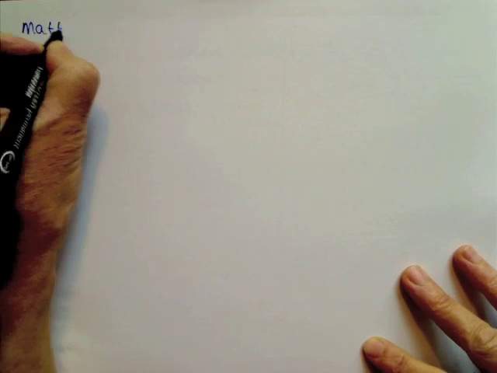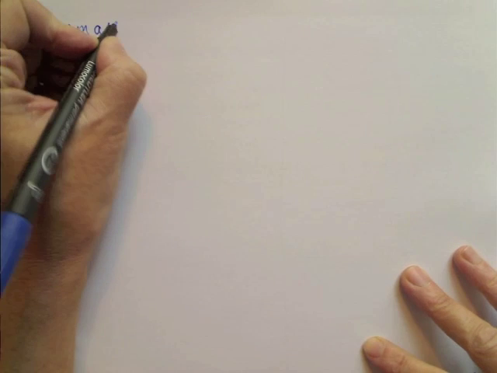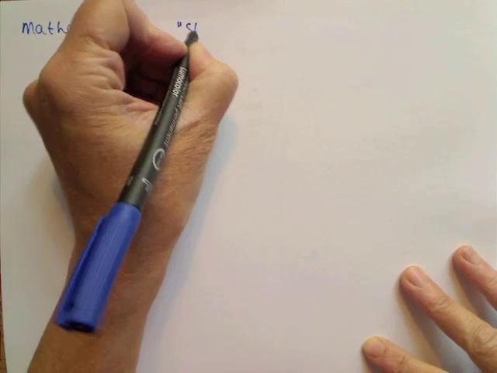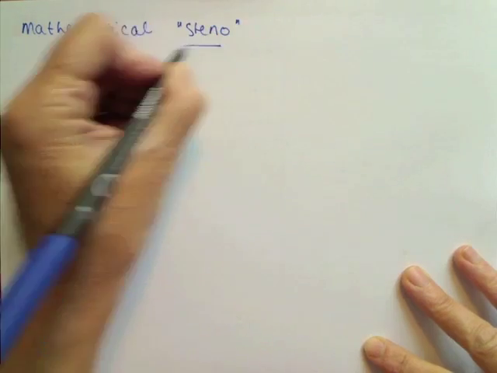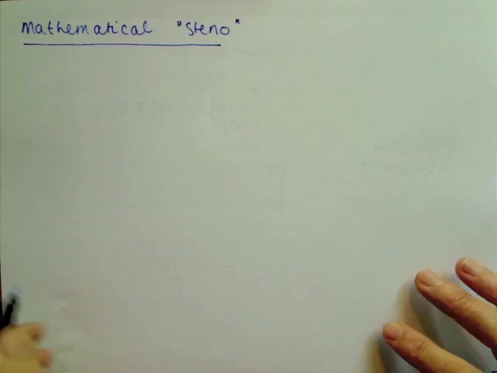The first video in lecture 1 is about mathematical conventions. Now the first of these conventions concern mathematical abbreviations, and we will call this mathematical steno. Now what are the typical stenographical abbreviations that we consider?